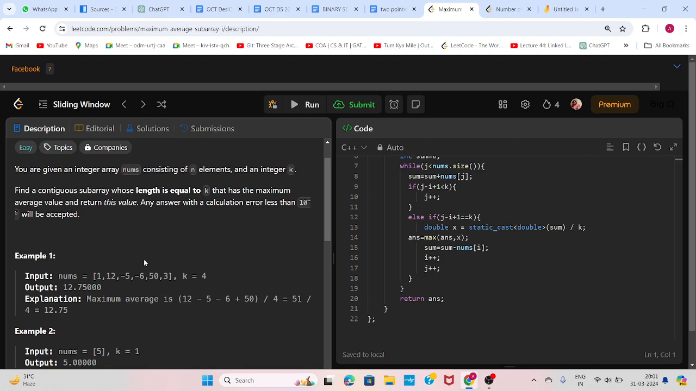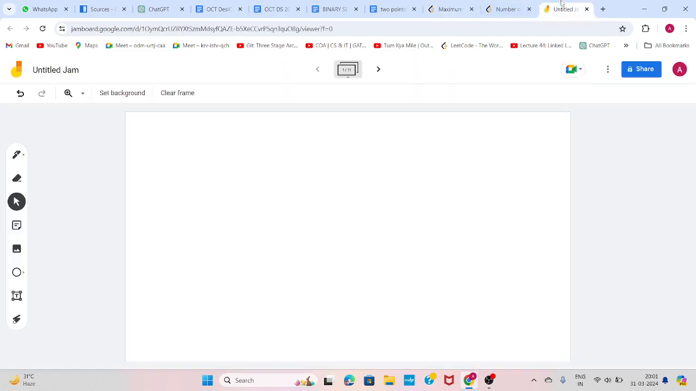Now how do you get to know that sliding window will be used? Because keep one thing in your mind: when there is some question related to subarrays and some condition is given, then generally the sliding window concept is used. So now let's see what the question is saying and how we will approach it.